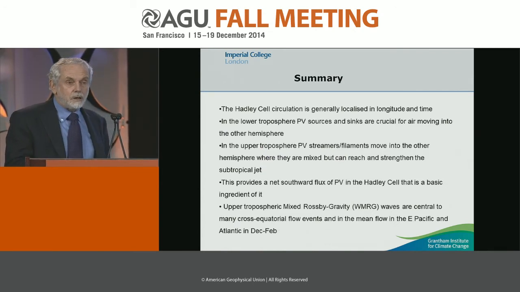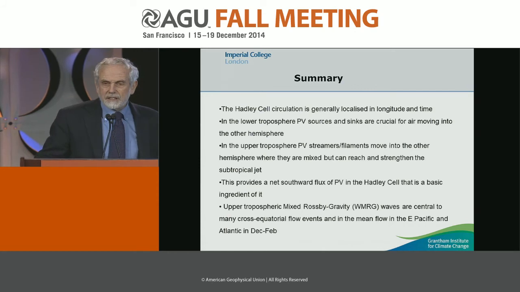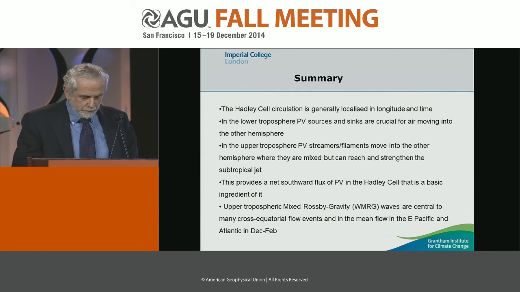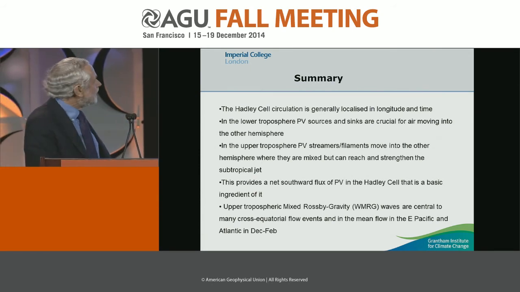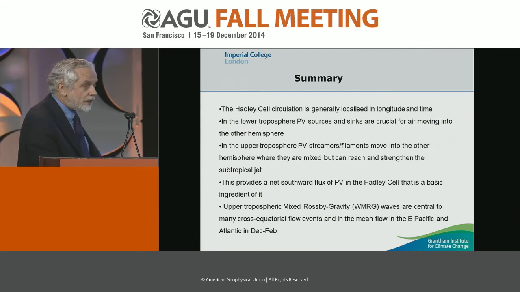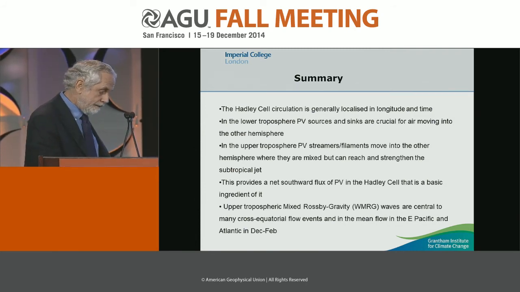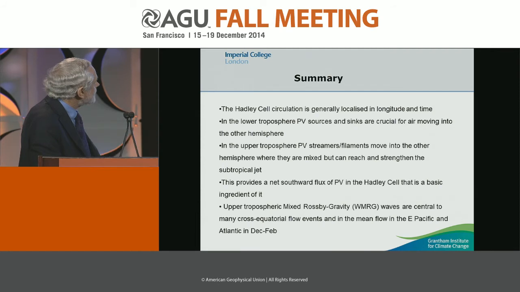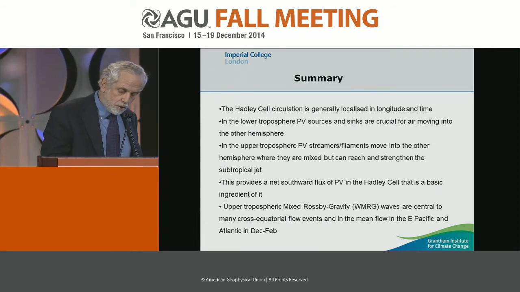So the Hadley cell is terrible, isn't it? You thought you had something simple and you could just say, well, that's what it looks like. And someone comes along and tells us, well, it's not quite that simple, but I think we need to know. So it's generally very localized in longitude and time. A lot of the flow across the equator happens in association with synoptic timescale systems, equatorial waves, and streamers. So in the lower troposphere, these sources and sinks are crucial.